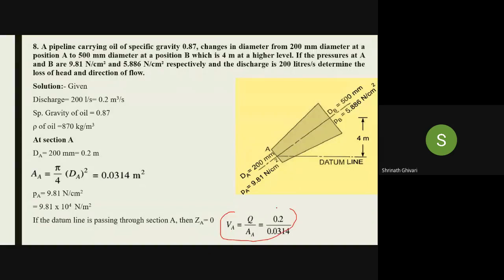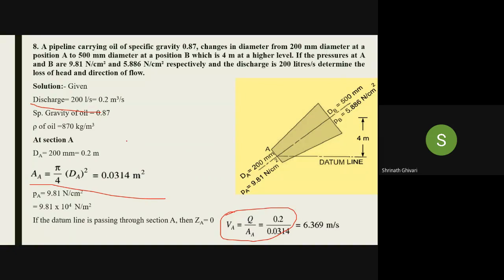Are you getting this? How I got that? 6.369 meter per second, or you can take 6.37 meter per second. Got this? How to determine? Don't go for Bernoulli's equation. You have to determine two things over there, then you'll be getting confused. So you have the discharge, you have the area. So calculate using that formula: Q equal to area into velocity.